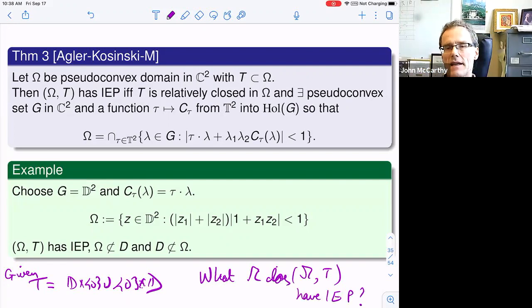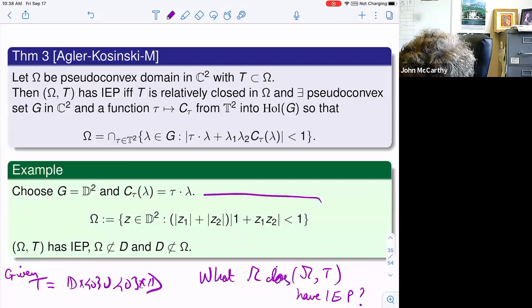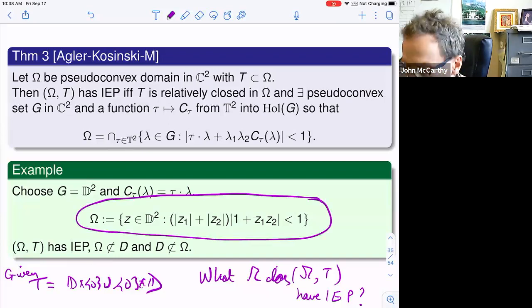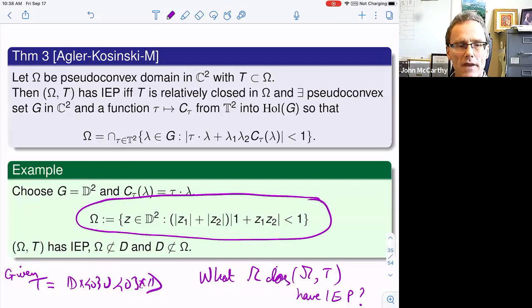And I said that there's a maximal balanced such set, namely the diamond. But here's a concrete example which satisfies theorem 3. So it has the isometric extension property for this particular choice of omega. And you can check that this set omega is not a subset of the diamond nor a superset of the diamond. So if you drop balanced, you no longer have a maximal set.